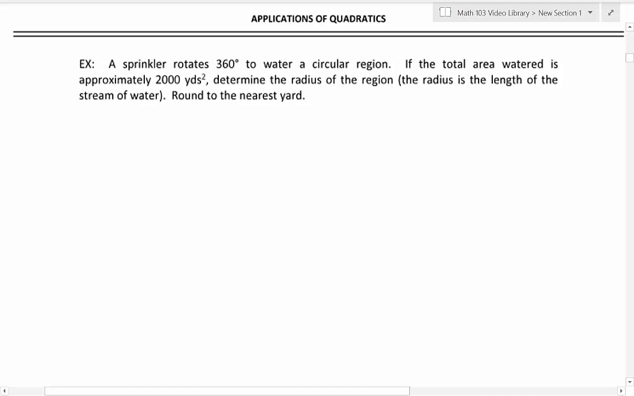So right away, what we should get out of this application is that our sprinkler is watering a circular region, and they also give us the total area of that circular region. Therefore, we're discussing the area of a circle. Our area formula for a circle is pi r squared. They've given us the total area, 2,000 yards, so we'll substitute that in for our A.